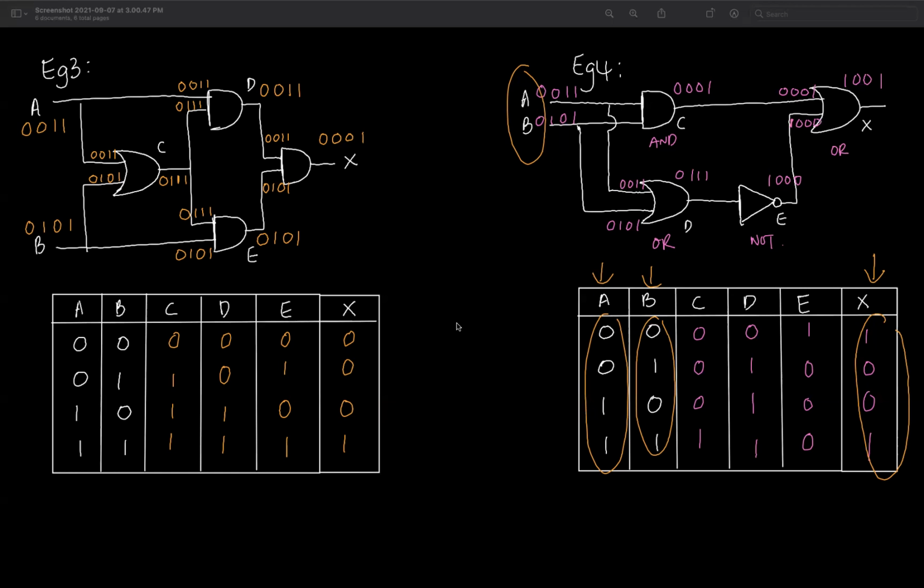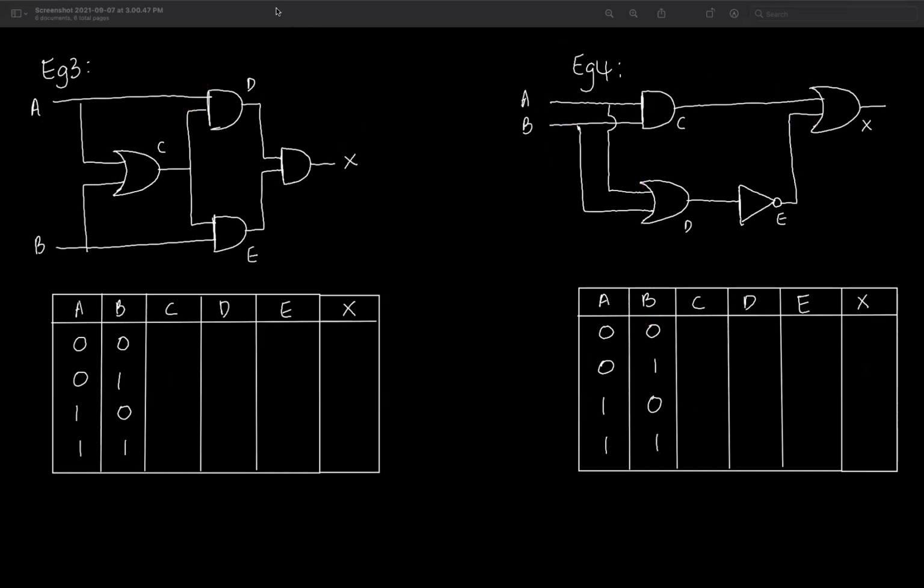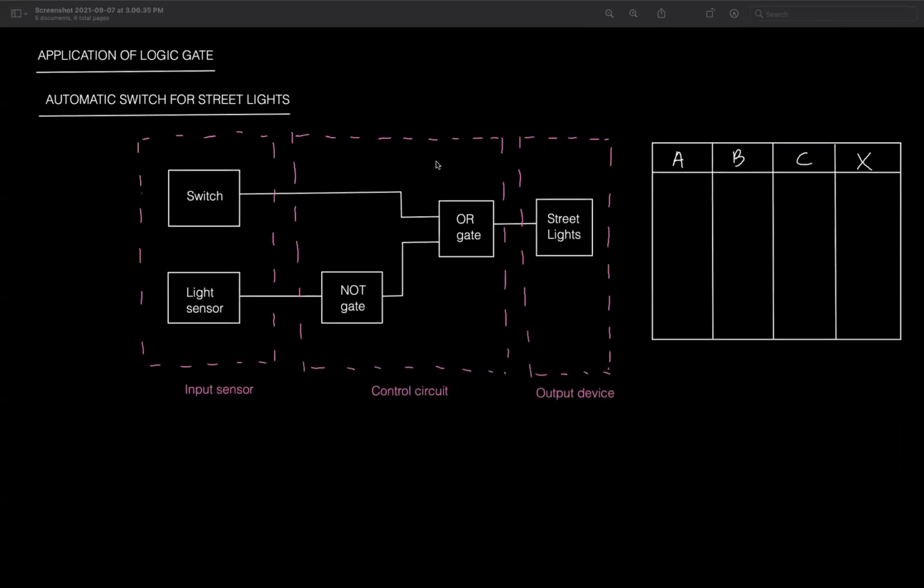Okay, it's based on automation. We are going to look at one example of an automatic system. Okay, let's go to the next one. Application of logic gate: automatic switch for street lights. Okay, see here. Now, in this diagram, you can see we have our block diagram. The first two are the input sensors. Okay, you need certain information coming in, right? So in computer systems, they use sensors.